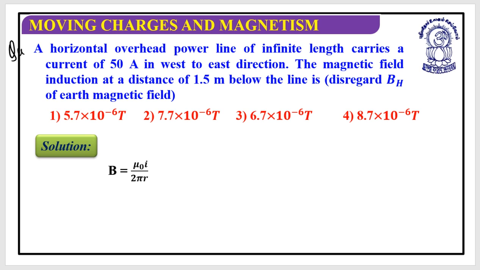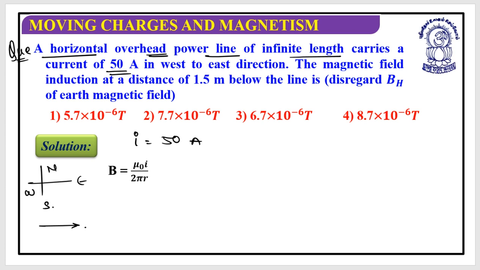It says that a horizontal overhead power line of infinite length carries a current of 50 ampere. This is I equals 50 ampere from west to east, NEWS, that current is moving in this direction. The magnetic field induction at a distance of 1.5 meter below the line is, yes, disregard, that means you do not need to consider it. This is the I, and you want the magnetic field at this point, at 1.5 meter.